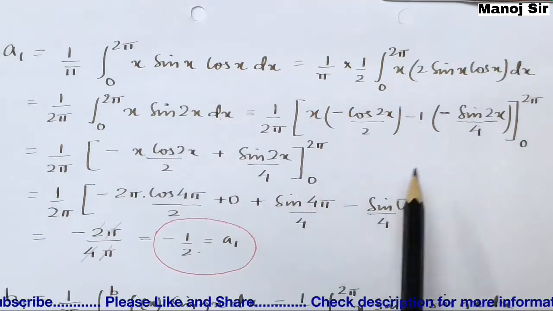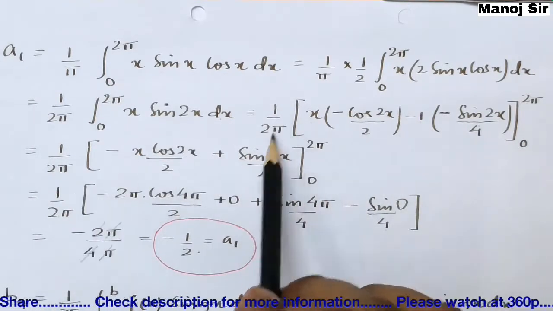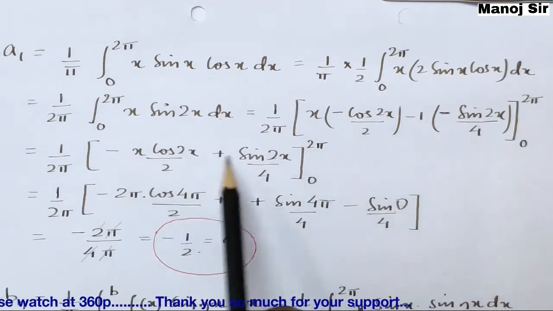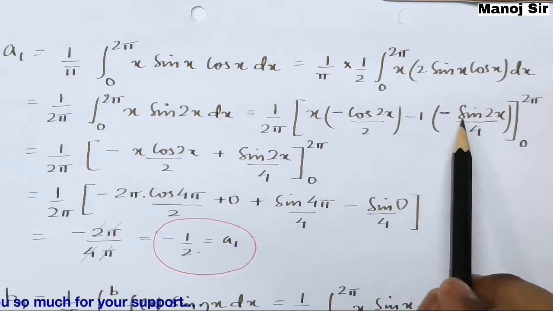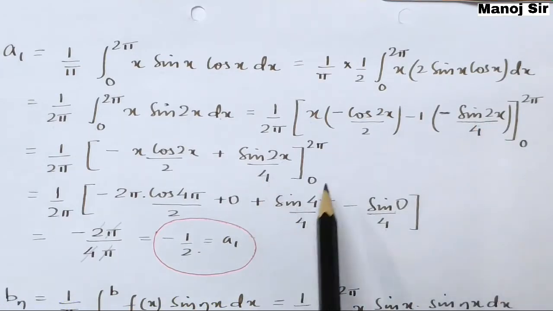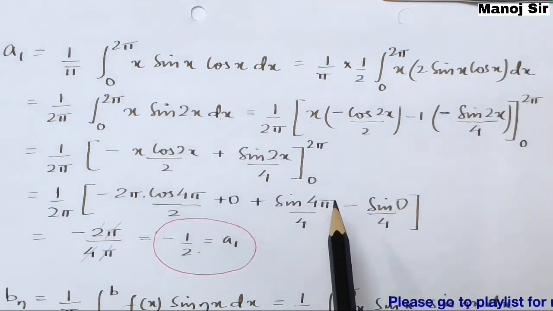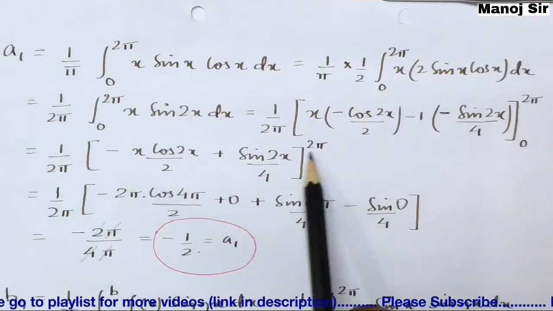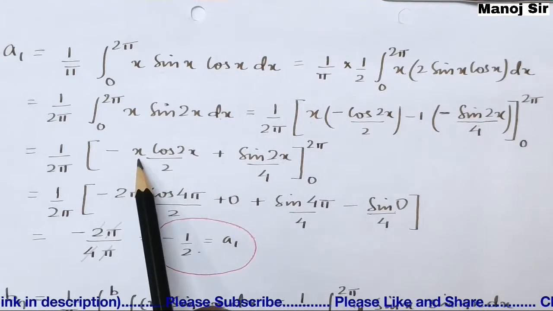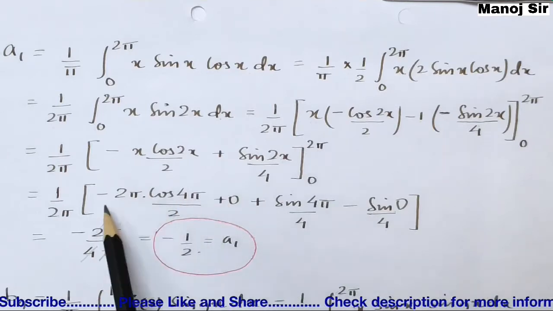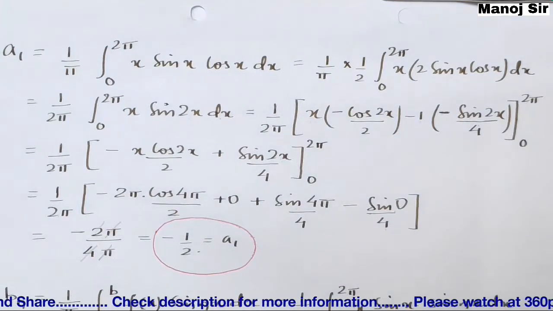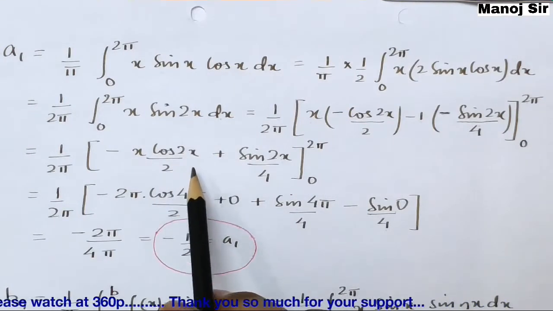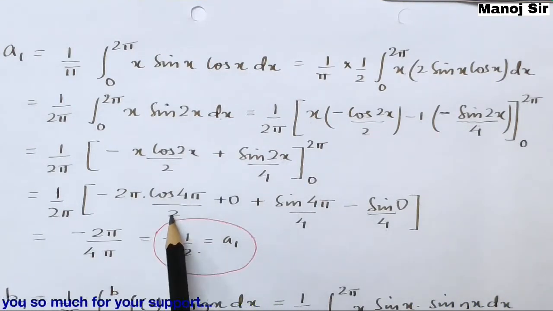Now simply open the bracket, you have 1 upon 2 pi as it is. If you open this bracket, you have minus of x into cos 2x upon 2, and here negative negative is positive, so here we have sin 2x upon 4. The limit is from 0 to 2 pi. Now we will put the limit. So 1 upon 2 pi is as it is. If you put the upper limit, you are going to have minus of, in place of x we need to put 2 pi. So minus of 2 pi into cos of 2 into 2 pi, that is cos of 4 pi, upon 2.